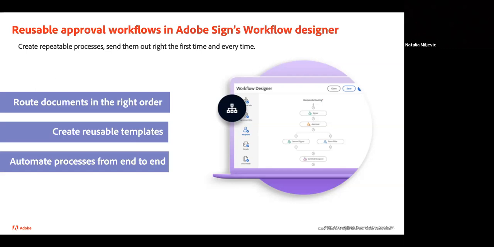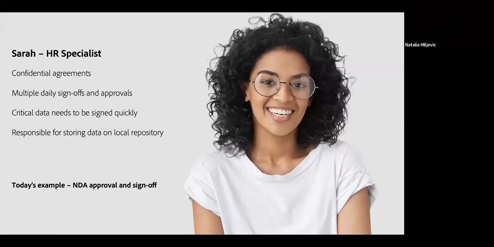So let's have a look at what that actually looks like in real life. So we have Sarah here. She is an HR specialist. She is sending confidential information within agreements on a daily basis. And these transactions have multiple daily sign-offs and approvals. So before an approval has been placed, the document does not move across to the first signer recipient. This is critical data that needs to be signed quickly. So we need to prompt our recipients to complete documents in a matter of days or hours.